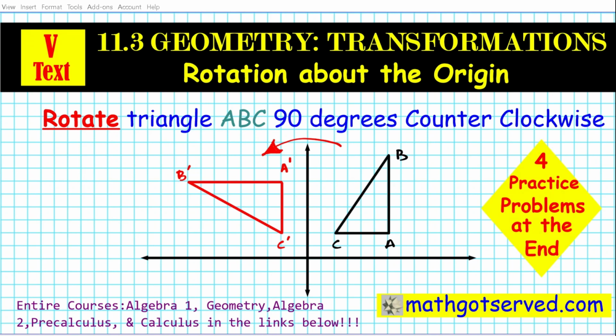In this clip, we're going to be going over section 11.3 of our virtual geometry text and transformations. We're going to be looking at how to rotate polygons about the origin. A sample problem that is presented here, which we'll be covering in this presentation, is as follows. Rotate triangle ABC 90 degrees counterclockwise, and we have triangle ABC depicted here.